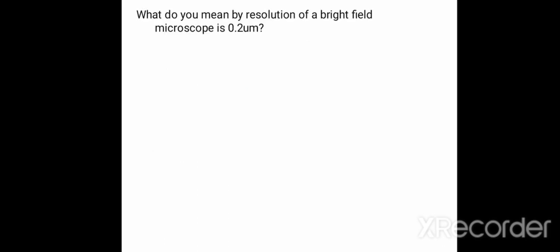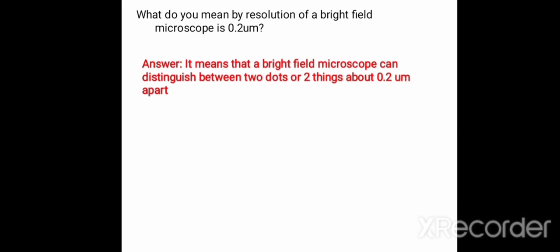Next question. What do you mean by the resolution of a bright field microscope being 0.2 micrometer? It means that a bright field microscope can distinguish between two dots or two things about 0.2 micrometer apart.